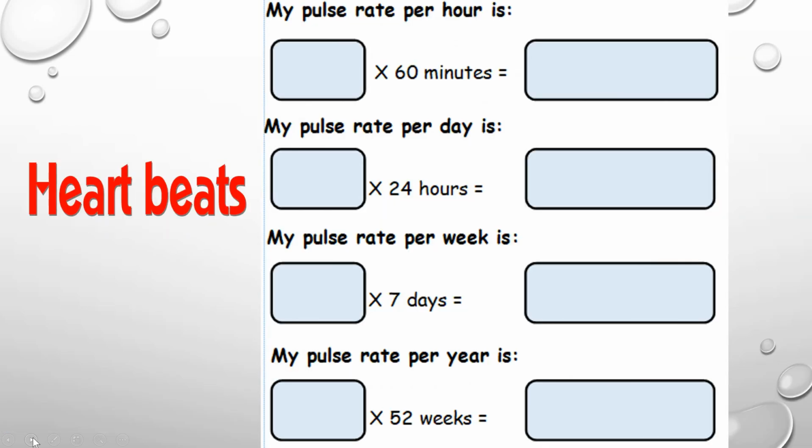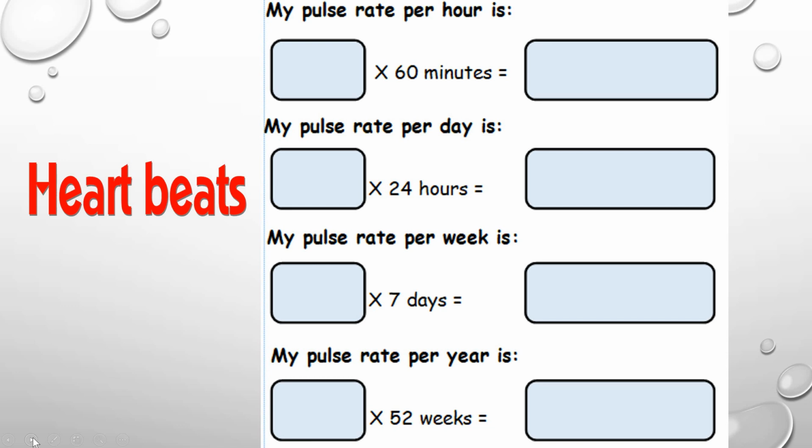What I then want you to do is a little bit of a numeracy task to find out how many times roughly your heart would beat per hour, per day, per week and per year. So in order to work out your pulse rate per hour, take your average resting pulse rate and times it by 60 minutes, because you took your pulse rate in 1 minute and I want to know how many times it beats in an hour, and in an hour there are 60 minutes.